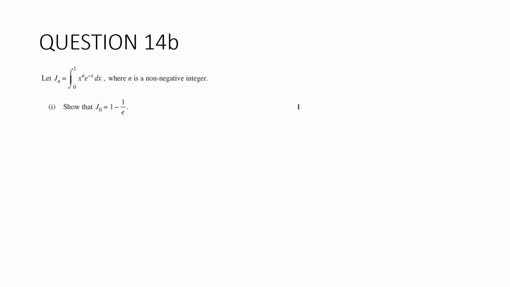14b. Let Jn equal the integral between 0 and 1 of x to the power of n e to the negative x dx, where n is a non-negative integer. Show J0 is equal to 1 minus 1 on e. Nice easy question for question 14.